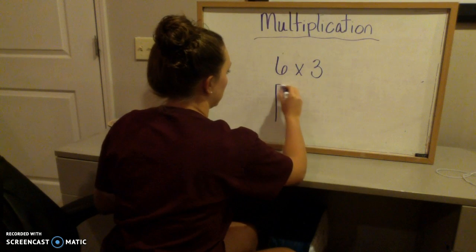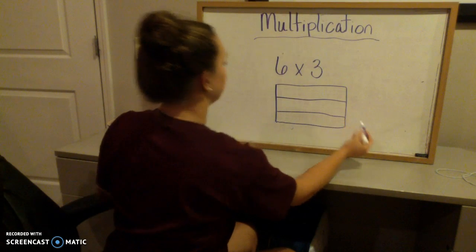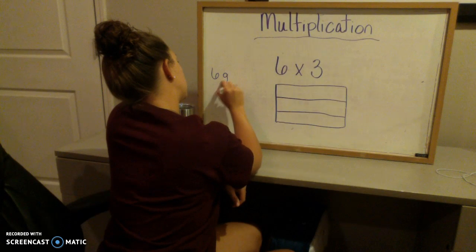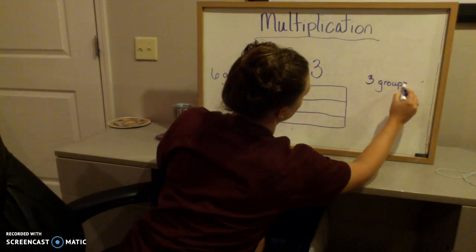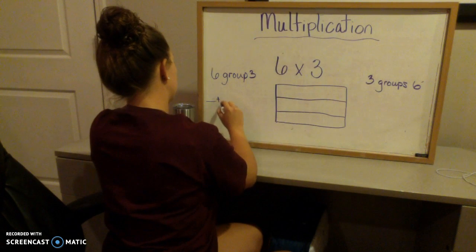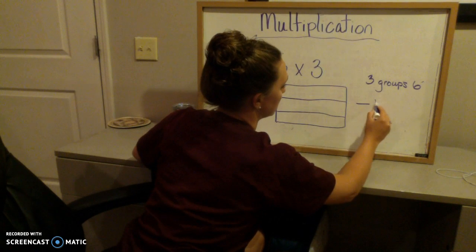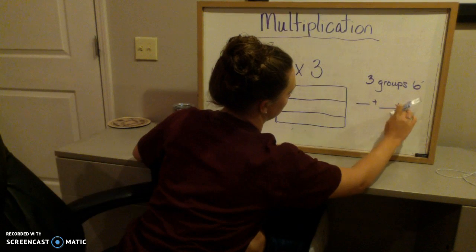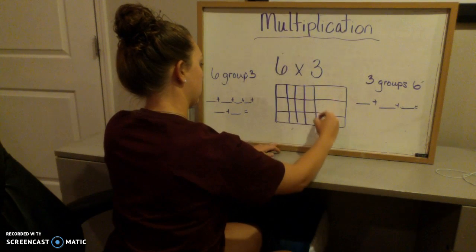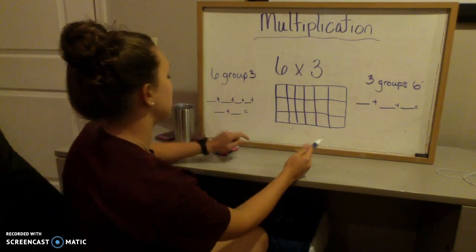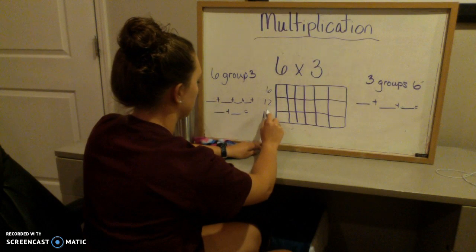I got my 3 groups. I can do 6 groups of 3. Or I can do 3 groups of 6. Okay, here I'm going to have 6 groups. Here I'm going to only have 3 groups. Okay, we've got to have 6 in each one. All right, here I'm going to count by 6s. So I know there's 6, 12, and I know that this plus another 6 equals 18.